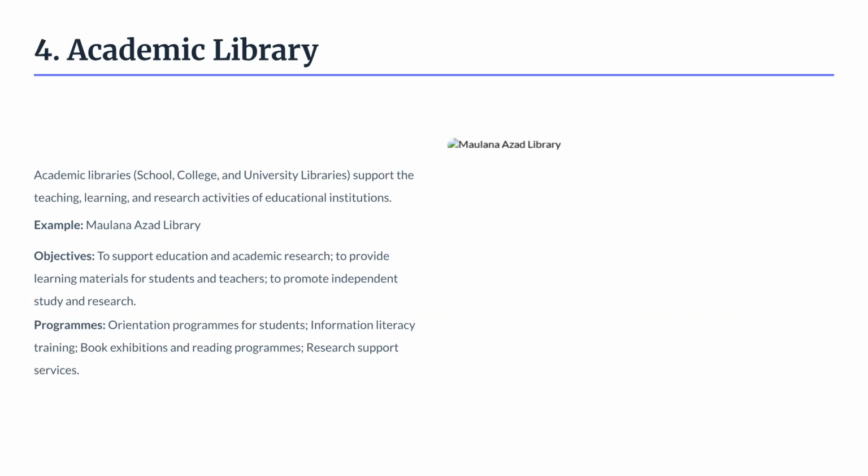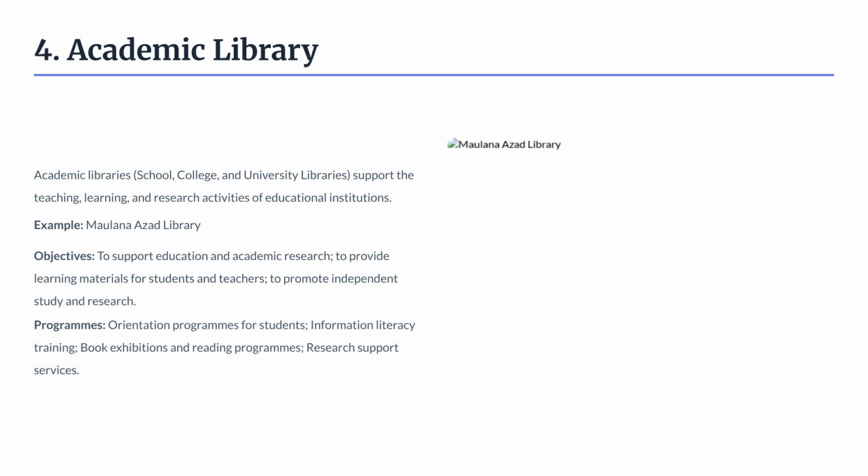An academic library spans school, college, and university libraries, existing primarily to support the teaching, learning, and research objectives of an educational institution. Exemplified by the Maulana Azad Library, these spaces aim to provide essential learning materials for students and faculty while fostering independent study and academic research.